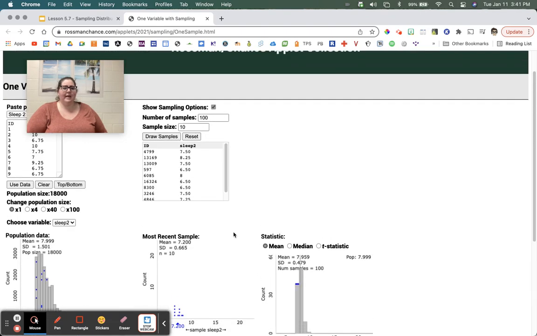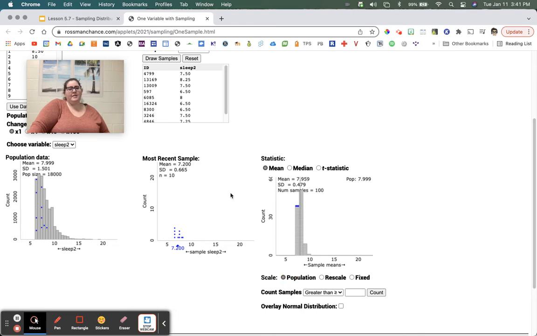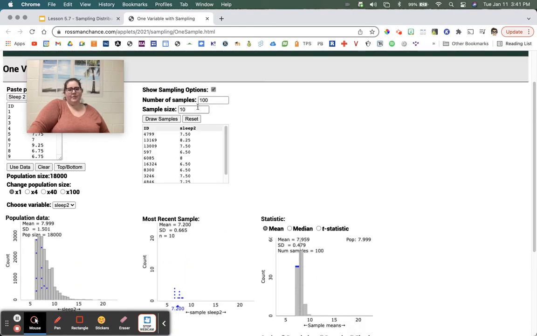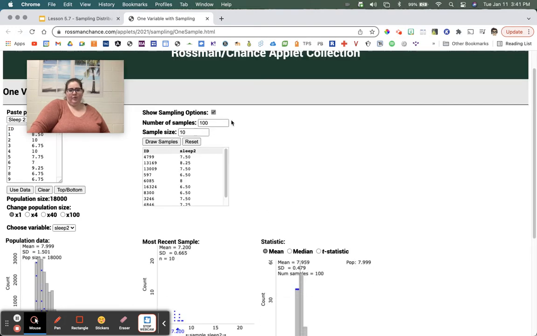You may notice, again, it's kind of hard to tell, so I'm going to rescale it so it's a little bit easier to see. You'll notice that that distribution is still a bit skewed to the right. It's a little bit more normal than my population, but it's still a bit skewed to the right compared to the population. So even though I took samples and found sample means, my distribution isn't quite normal yet.